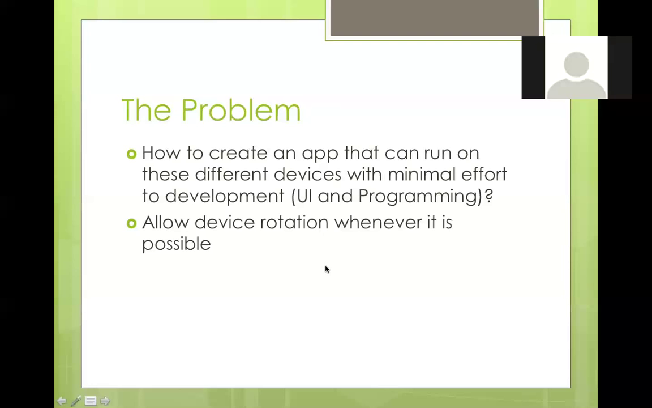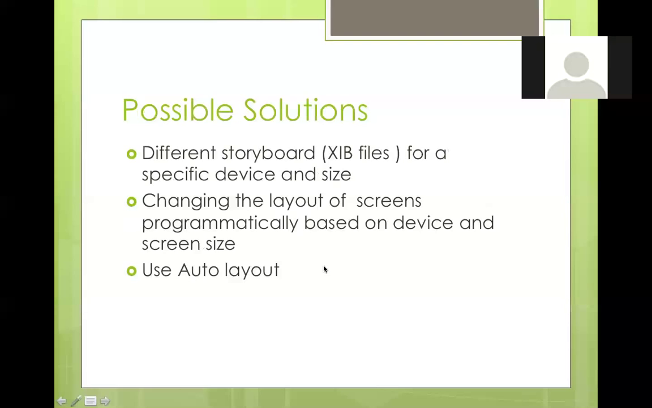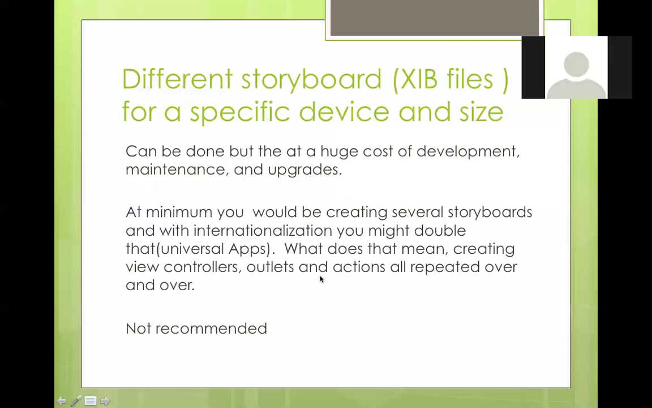And there are different solutions to this. We'll discuss these solutions, and then of course we will pick the right one. I'll tell you the pitfalls of all of these. Well, the first solution is that you can define different storyboards or NIB files for a specific device and size. Or you can change the layout of the screens programmatically based on the device and the screen size. And finally, you can use auto layout. Of course, you can already guess where we're going, but let's take a look at each one and why that is not feasible.